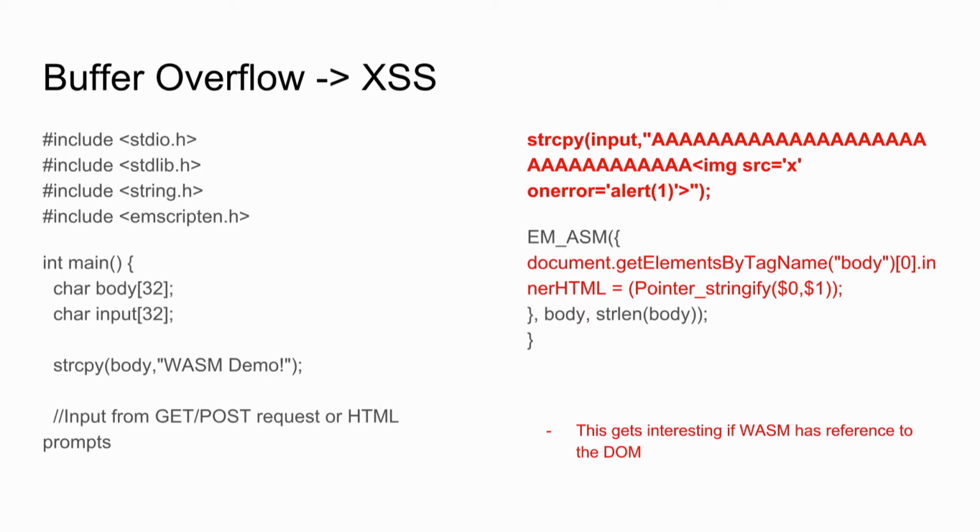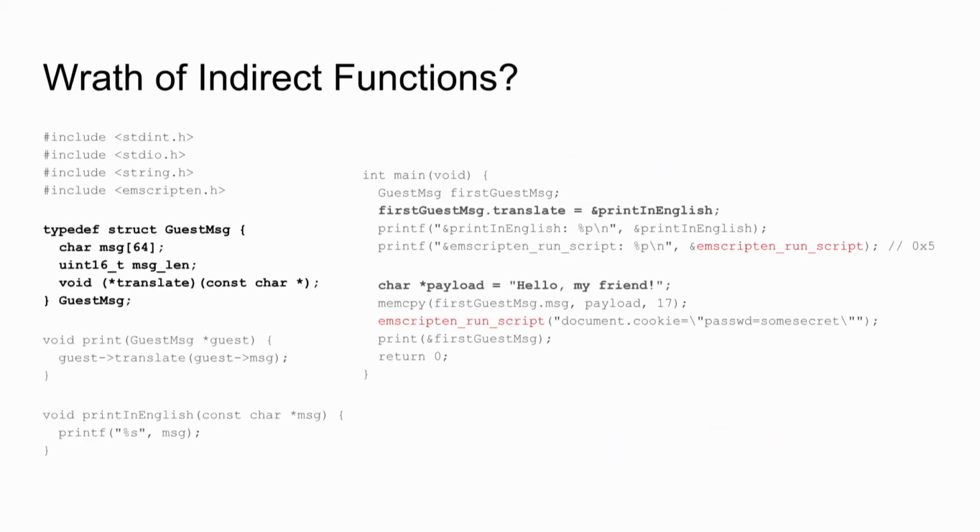Buffer overflows kind of get interesting when WebAssembly has access to the DOM. In this case, the input that we saw earlier is overridden by a series of A followed by an image. So this will essentially override the body of the DOM and cause an XSS. Similar to XSS, it can cause other bugs as well. So really be careful when you're interfacing the native code with JavaScript.